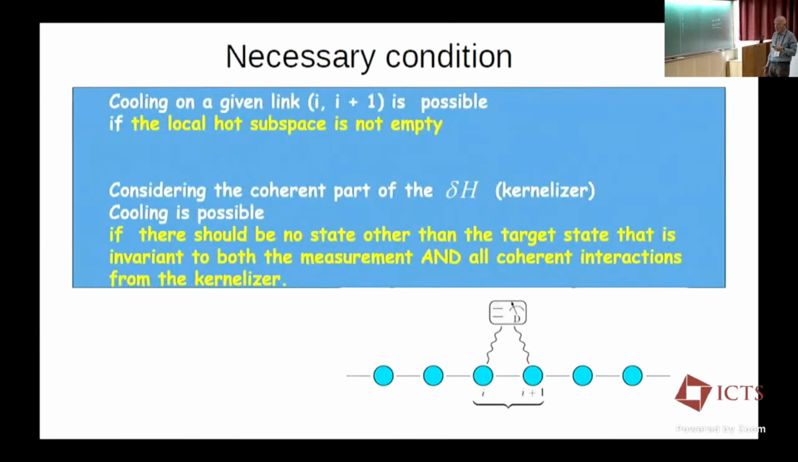So I need to add a kernelizer, and the cooling is possible if there should be no state other than the target state that is invariant to both the measurement and all coherent interactions coming from this kernelizer. So after adding the kernelizer, I am not left with an excited state which doesn't touch my cooled area and is not affected by the kernelizer. If this does not happen, then I'm successful.